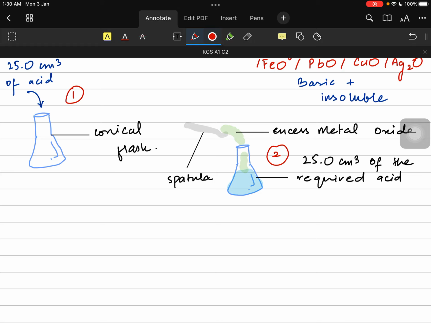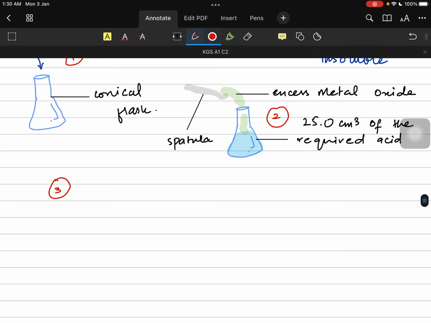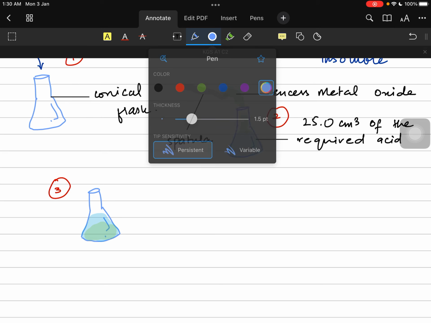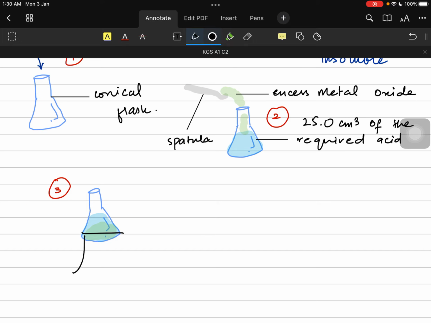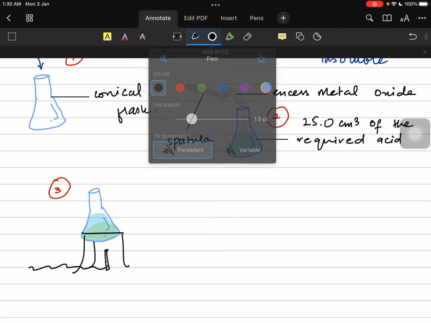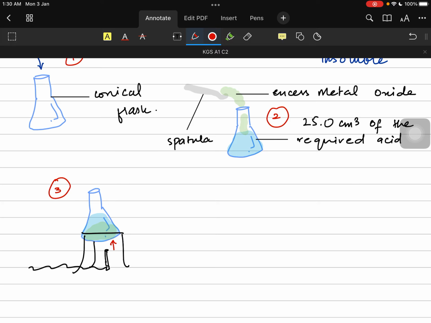Then what you do is, once you have your excess insoluble base over here and the acid was already there, you heat the conical flask along with the contents, so the mixing is proper and that you obviously get your salt made in less time. So you have your excess insoluble base and everything is right over here. You're gonna heat it. So you have your tripod stand, you will have your Bunsen burner over here. You'll supply heat from the bottom. So in the third step, you heat and stir the solution to obtain the salt.